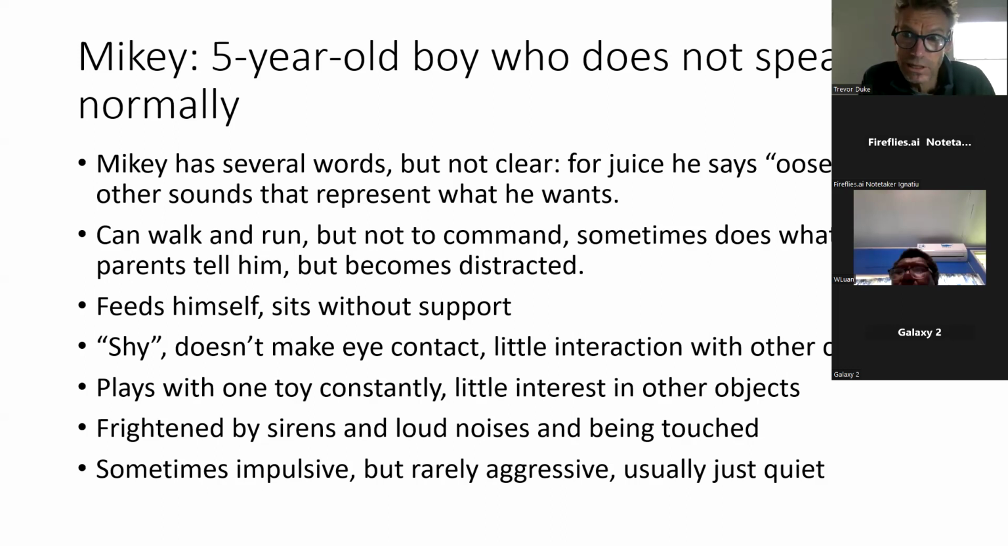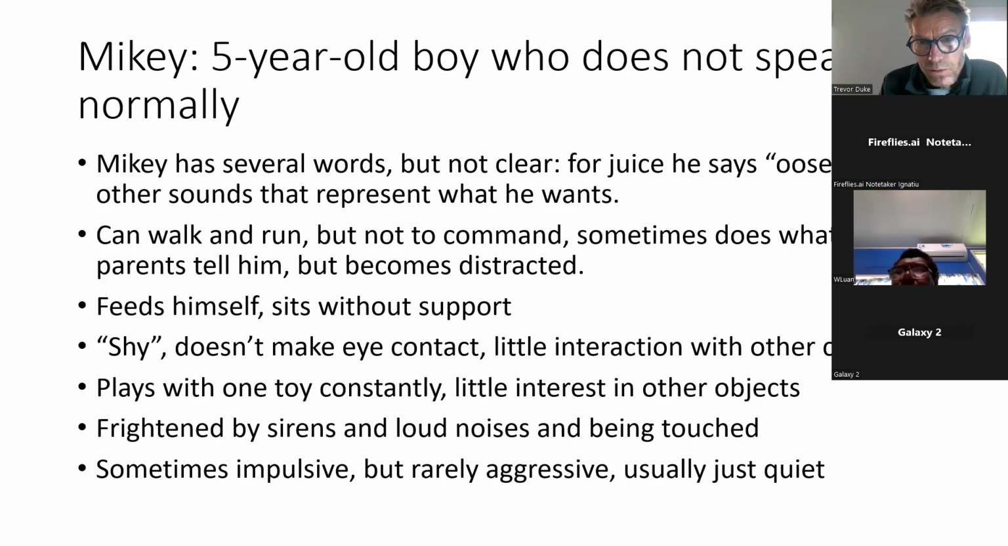and he didn't like being touched. And that was a big problem for Mikey when he was in the hospital because people would try to touch him or put in IV cannulas or check his observations, and he didn't like that at all. He just liked to not have his skin touched at all. And he was sometimes quite impulsive in terms of his movements, but he was rarely aggressive. He wasn't an aggressive child. He's usually just very quiet and he would sit and play by himself.